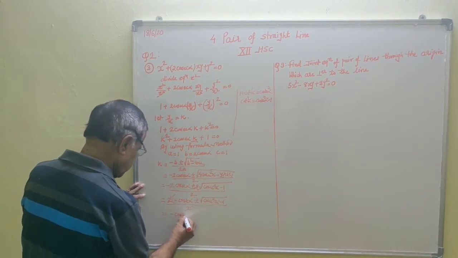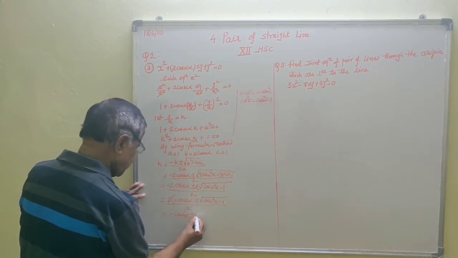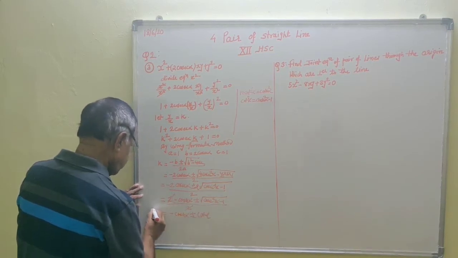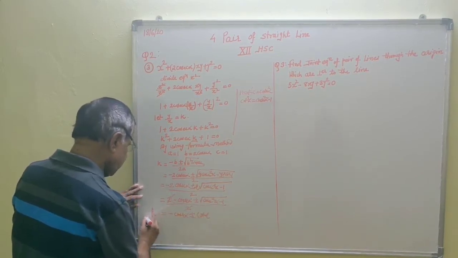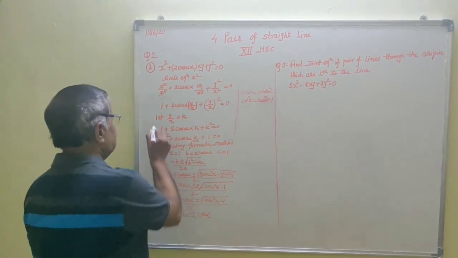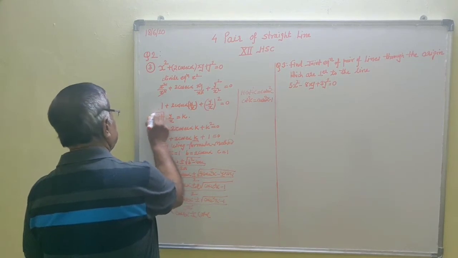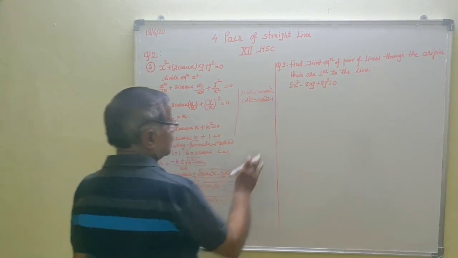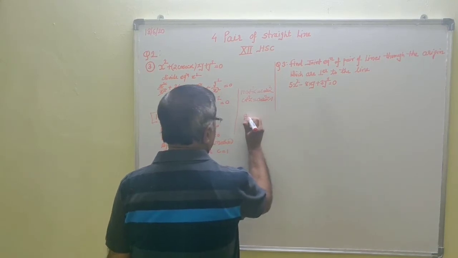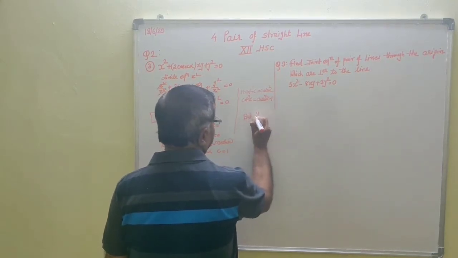Minus cosec alpha plus minus cot alpha. You understand? These are the two values of k. But here you have taken let, so you have to do but also. Therefore, y upon x is equal to k.